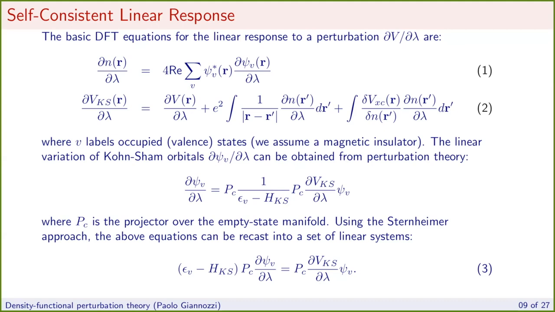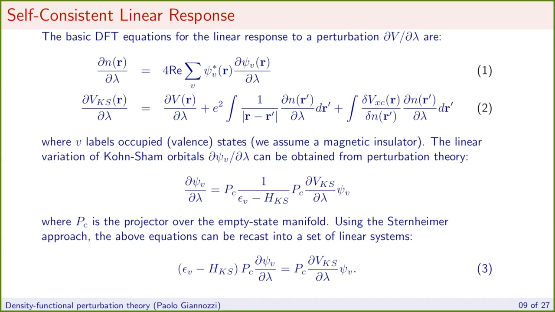Normally, we need a sum over perturbation, a sum over all conduction states. So this P_c is a projector onto conduction states, because a change in a valence state must come from admixture of conduction states. If you add other valence states that are filled to a valence state, nothing changes.